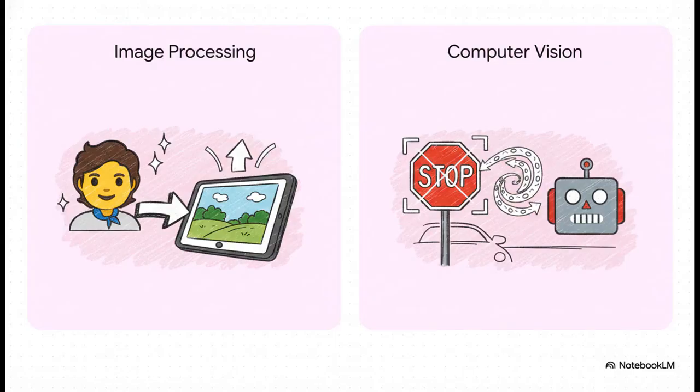Now, this is a really key distinction to make. There's image processing, and then there's a related field called computer vision. With image processing, the final product is usually an image that's meant for a human to look at, like that cool filter on your photo. But with computer vision, the output isn't a picture, it's data for a computer to act on. For instance, a self-driving car doesn't just see a pretty picture of a stop sign. It extracts the meaning of that stop sign, so it can actually hit the brakes.